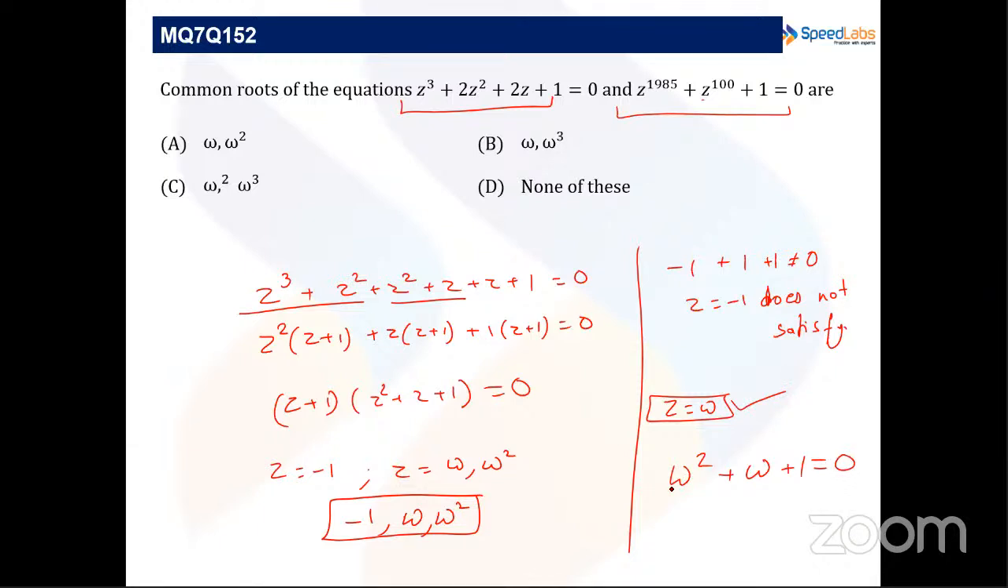Now checking for the next, omega square. So again, this will be omega, and this will be omega square plus 1. Obviously, this is 0. So the correct answer we are getting here is A. Clear? So thank you guys. That was all for today.